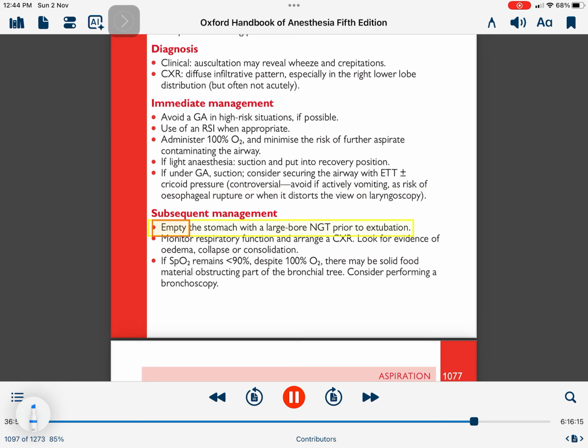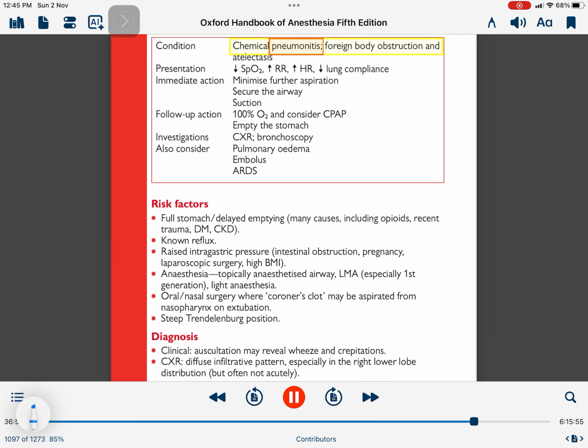Subsequent management: empty the stomach with a large bore NGT prior to extubation, monitor respiratory function and arrange a CXR. Look for evidence of edema, collapse or consolidation. If SpO2 remains 90% despite 100% O2, there may be solid food material obstructing part of the bronchial tree. Consider performing a bronchoscopy. Condition: chemical pneumonitis, foreign body obstruction and atelectasis.